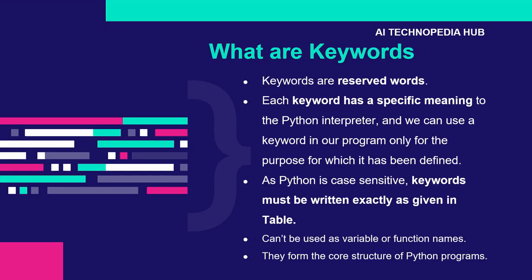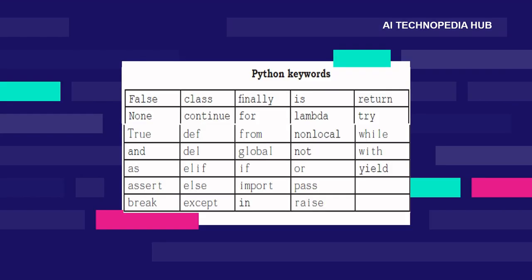Now, what are Python keywords? This is another important concept that we will learn. Keywords are reserved words. Each keyword in Python has a specific meaning to the Python interpreter, and we can use a keyword in our program only for the purpose for which it has been defined. As Python is case sensitive, keywords must be written exactly as given in the table ahead.